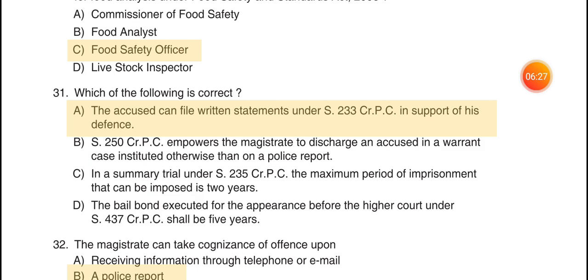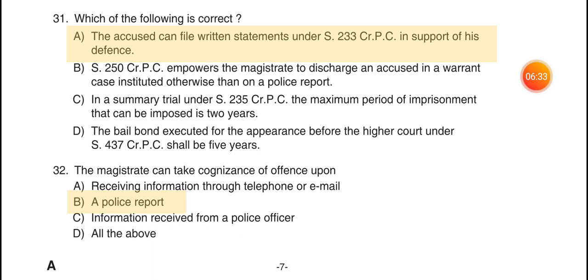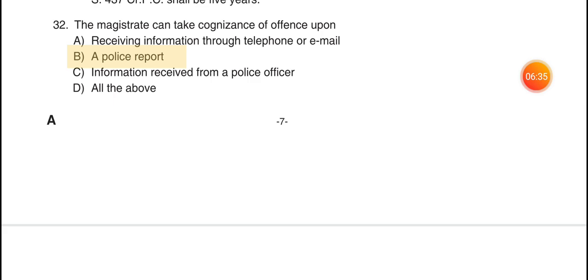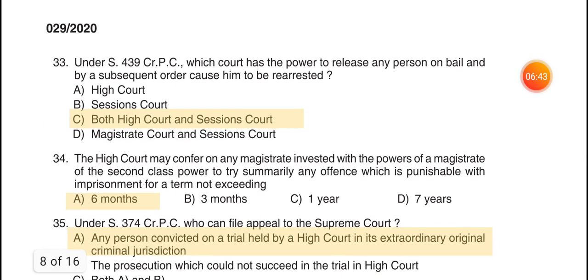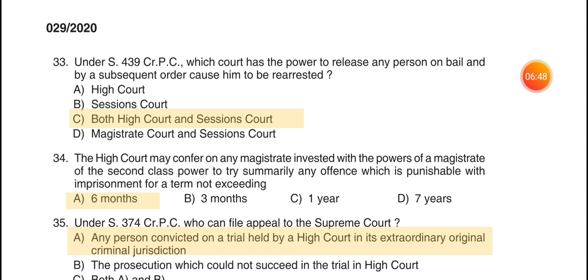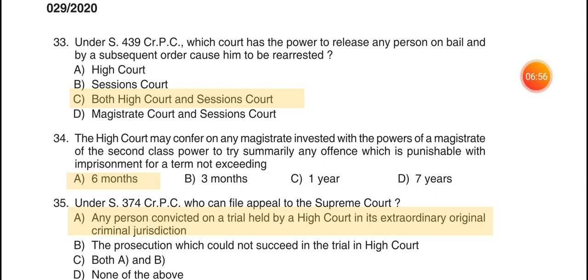The accused can file a written statement under S233 CRPC in support of his defense. 32. The magistrate can take cognizance of an offence upon option B, a police report. 33. Under S439 CRPC, which court has the power to release any person on bail and by subsequent order cause him to be re-arrested?